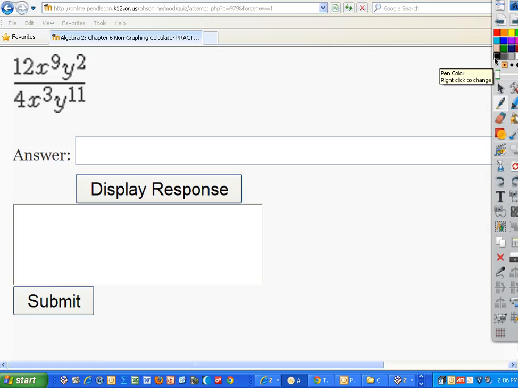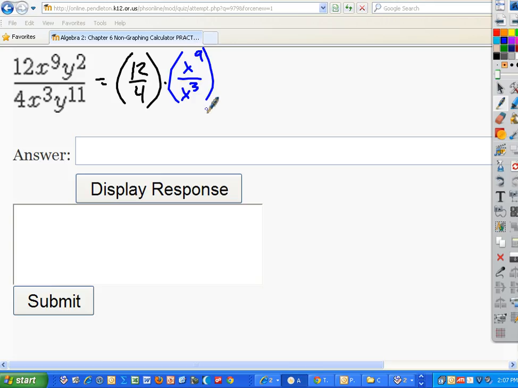Suggestions? Okay, divide 12 by 4. So we've got the numbers to deal with. In fact, we could split this thing up, couldn't we? We could split it up into a ratio of numbers times a ratio of x's. We're just going to divide this up or partition it by like bases. Then I've got x to the 9th over x cubed. And then finally, we've got y's: y squared over y to the 11th.